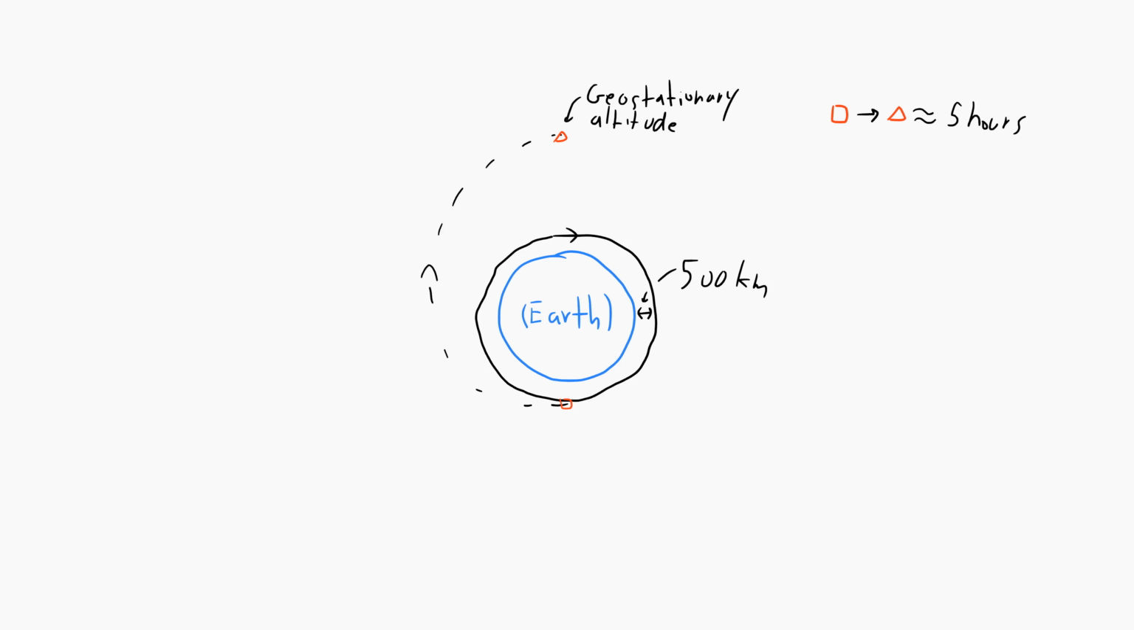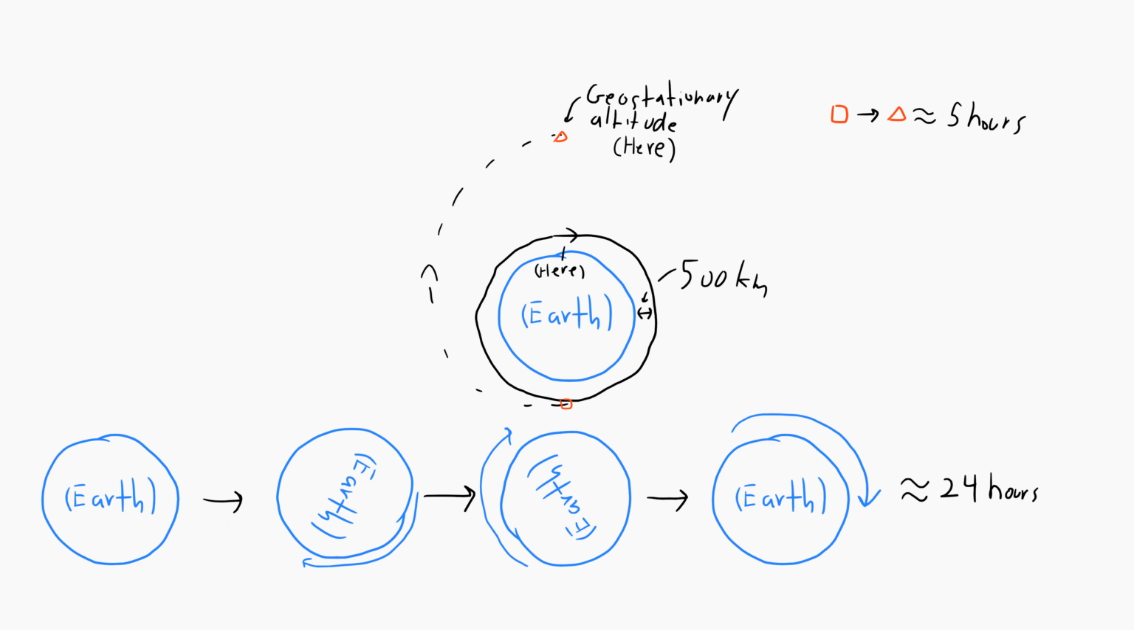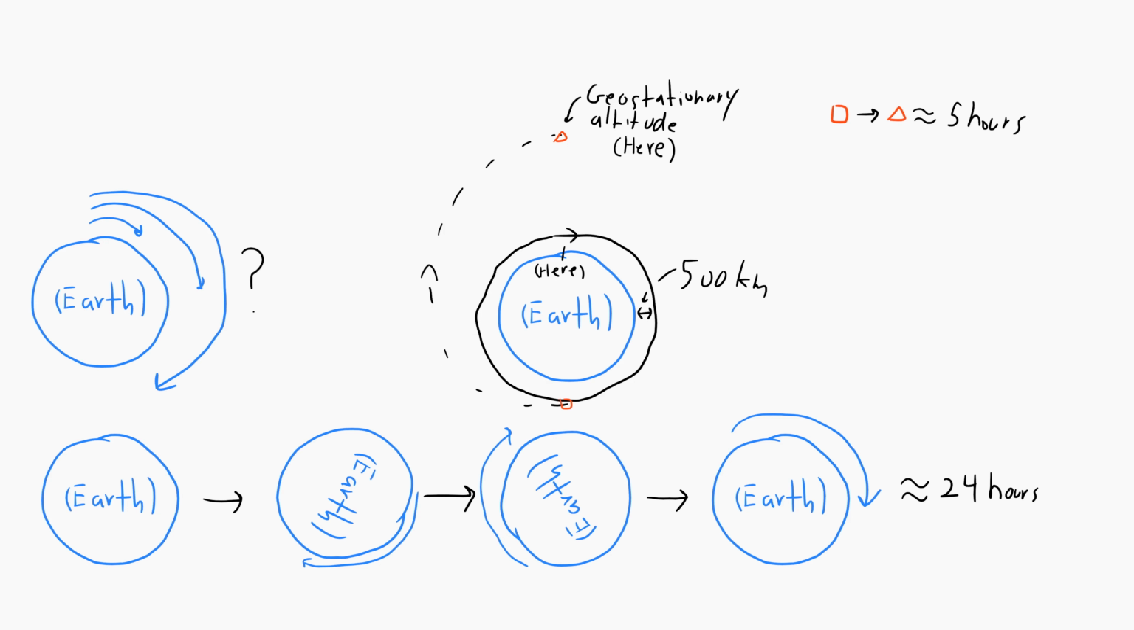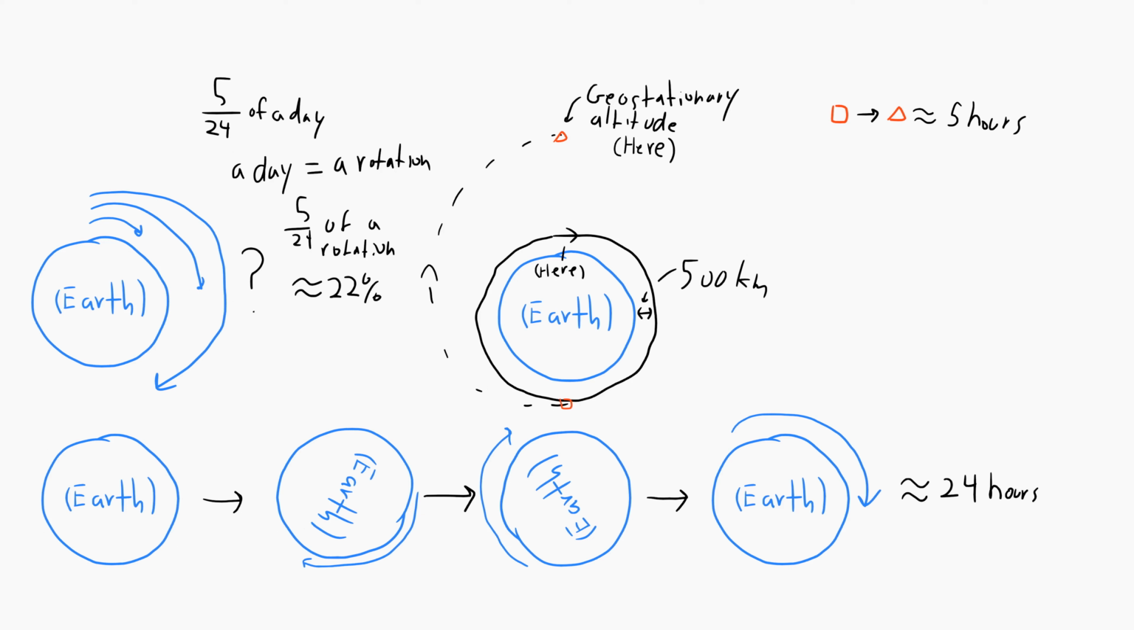Now it's just a matter of timing. We need to make sure that we get to the point of our geostationary altitude right when our target zone is below us. Thankfully, we know how long it takes for the Earth to make one full rotation, 24 hours, more or less. Since we figured out that it'll take 5 hours to get up, we just need to find out how much the Earth will rotate in that time and adjust accordingly. 5 hours is 5/24ths of a full rotation because it's 5/24ths of a full day, or about 22%.